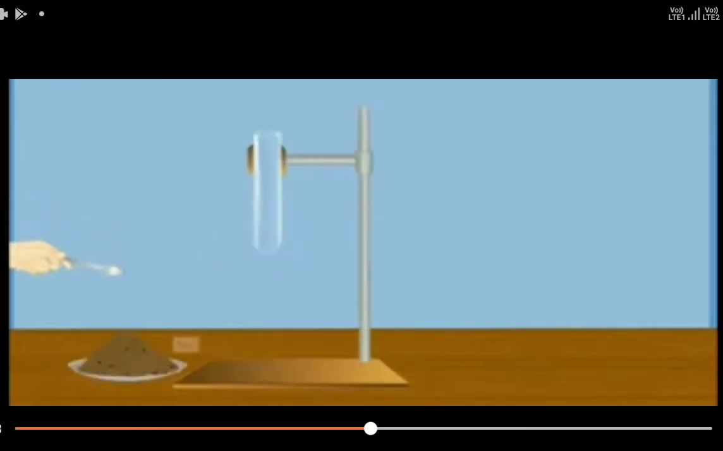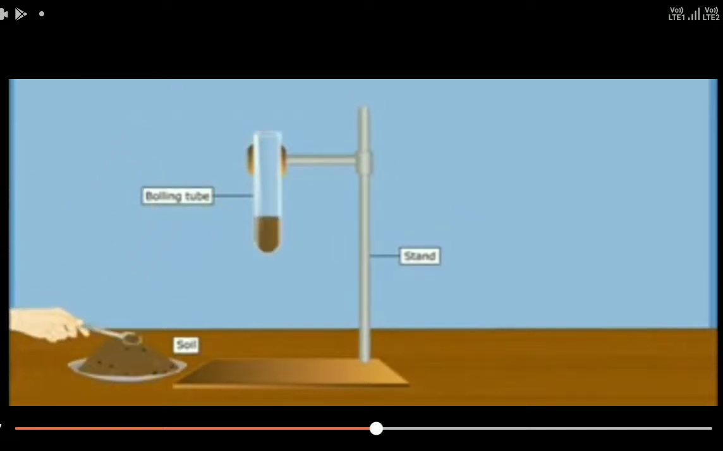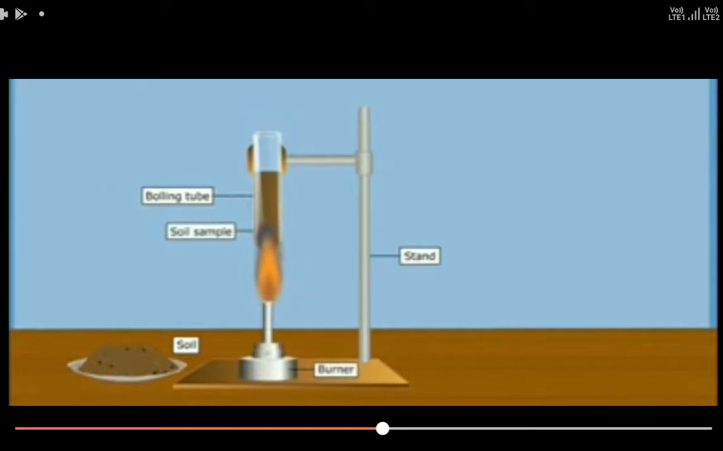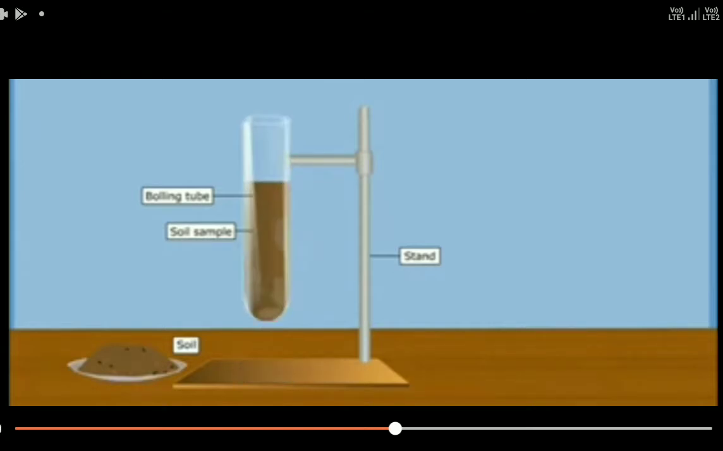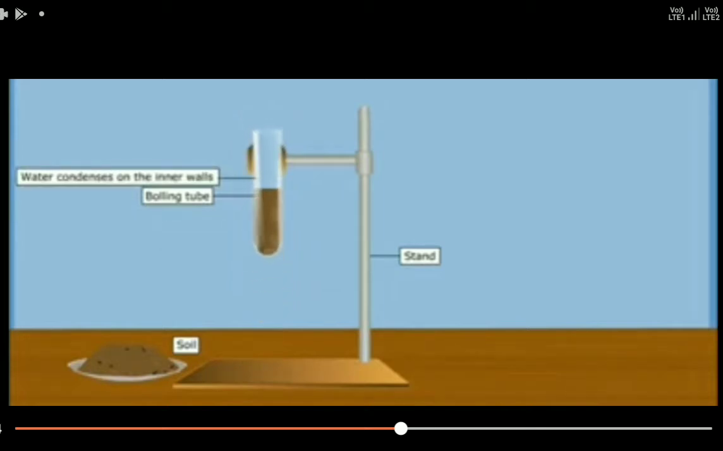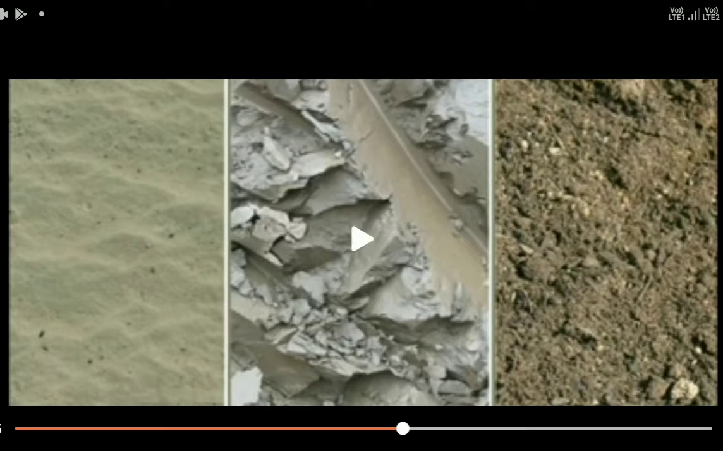See here, can you see the stand? So the boiling tube is there. We are putting the soil, and with the help of a burner we are heating the soil. Afterwards we'll see that the soil gets heated, and can you see how the soil is rising upside, and the water vapor moves outside, and water condenses on the inner walls of the test tube. So this is how we can find out if there is any moisture in the soil.